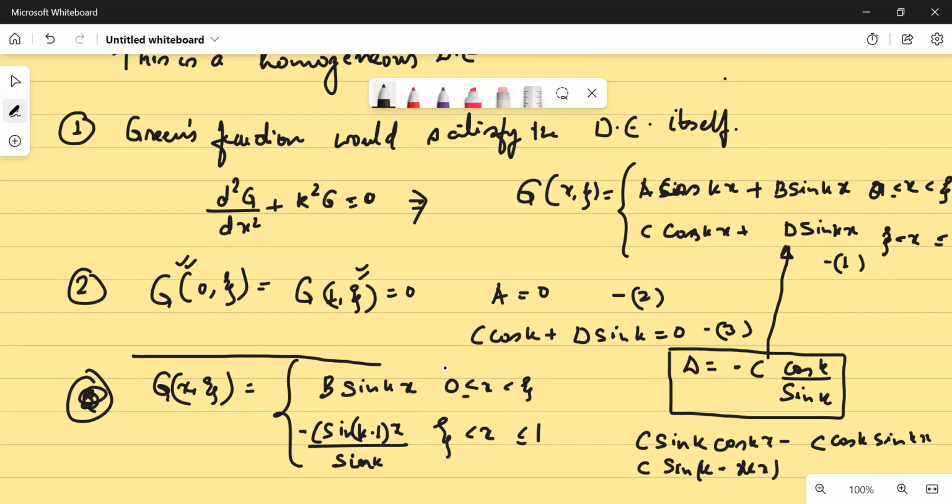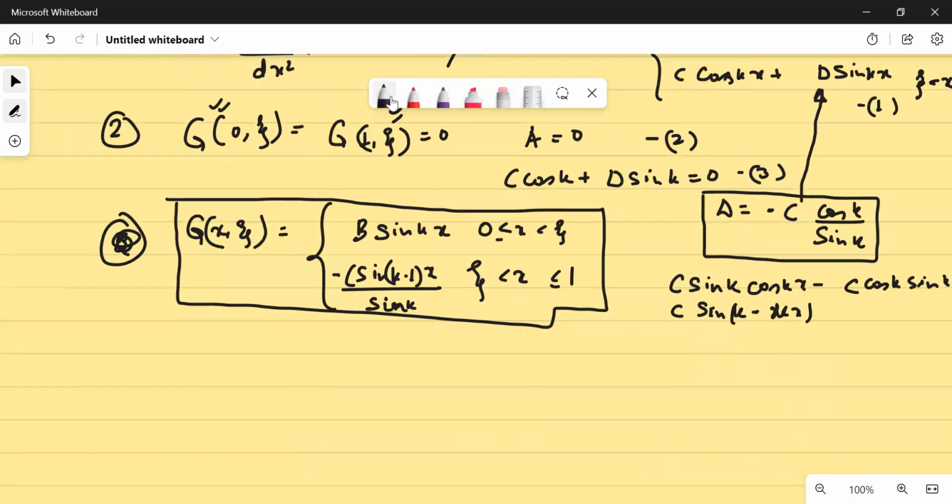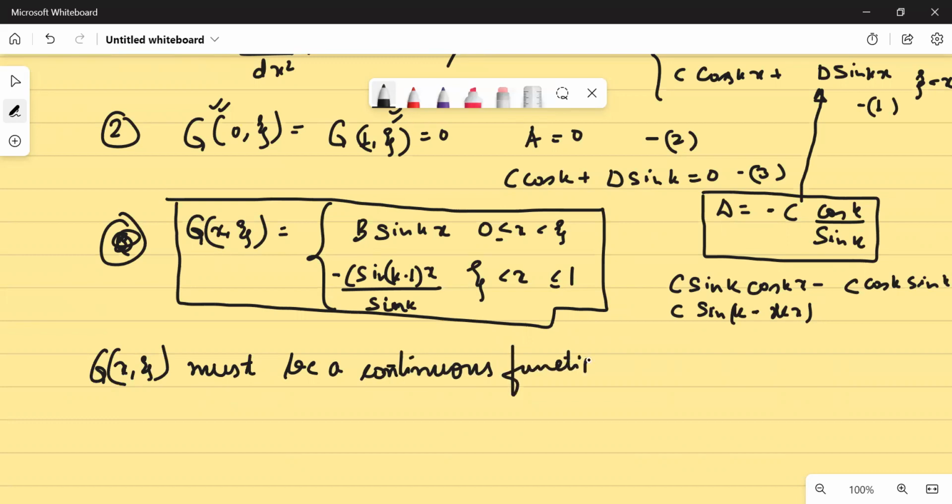Now you still need to find b and c. You have 2 extra conditions which will help you find b and c. The first condition is that G(x, zeta) must be a continuous function. If it is continuous everywhere on 0, 1, then it should also be continuous at zeta, because that is where the definition changes. Otherwise, sine kx is a continuous function, and this is also a continuous function, so only continuity needs to be checked at zeta.